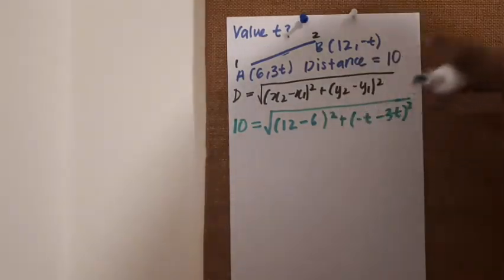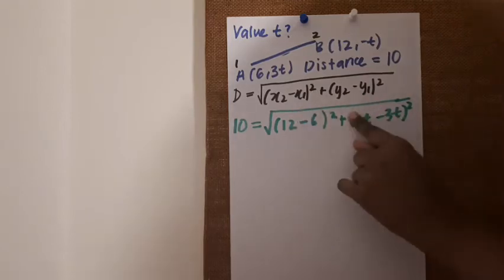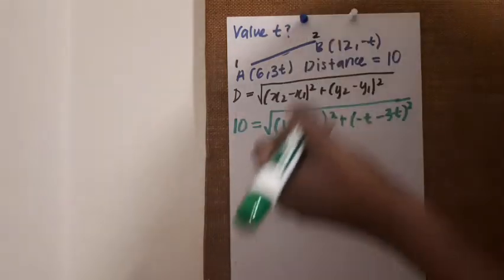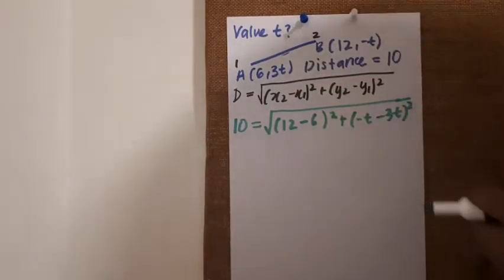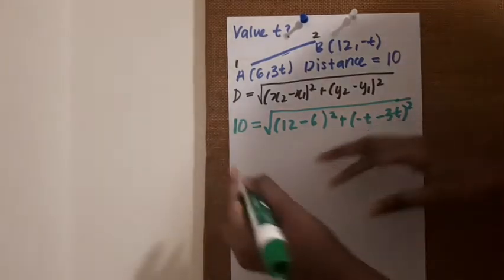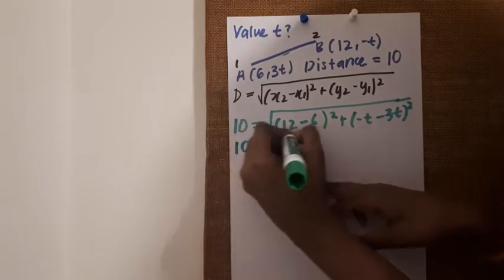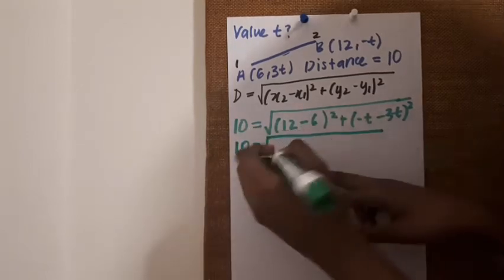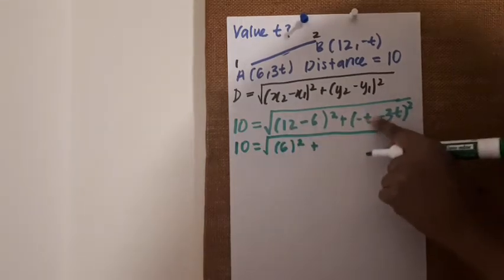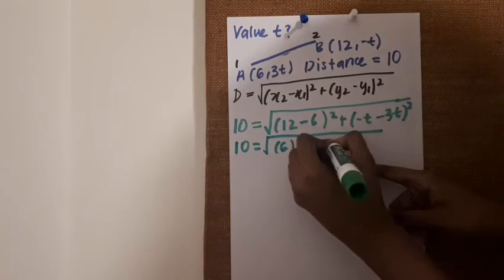Now we have to solve. Try to solve the part inside first. After that you can do the other steps. Always write down all the steps because each step has marks. Don't miss out any step. So this is going to be 12 minus 6, which is 6, and negative t minus 3t is going to be negative 4t.